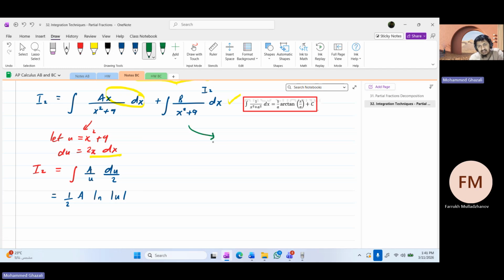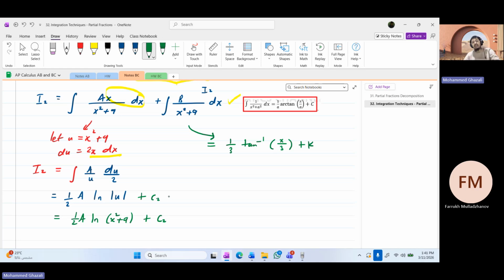This here is basically equal to 1 over 3 arctan, or tan inverse, x over 3 plus a k. So we have integrated this now. I'm still busy integrating this. This is half a ln, what's the absolute value of u? x squared plus 9. Now you can drop the absolute value because you know that this result is always positive. Plus C2.